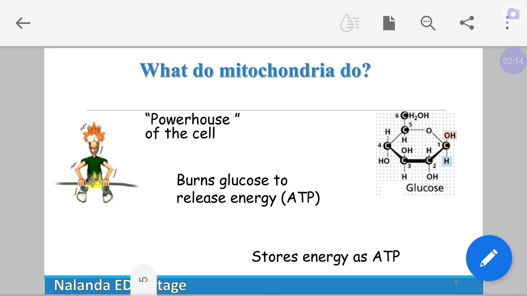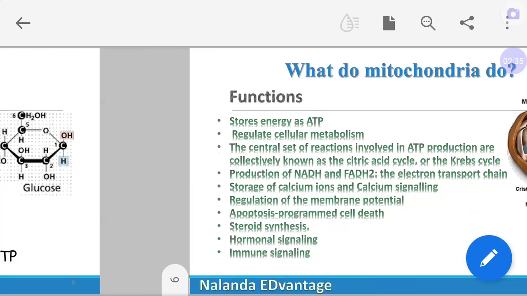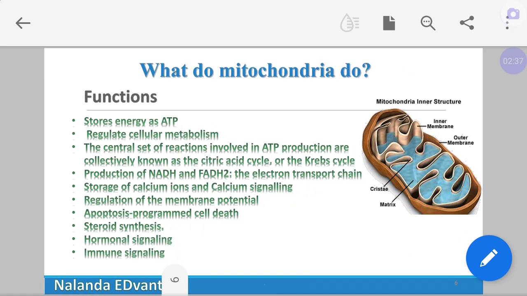Glucose is the simplest form of the food that our body absorbs after digestion. Hence all the food breaks down in the form of glucose and it is stored later on in some other form, such as glycogen, and in plants it gets stored in the form of starch. Apart from storing energy as ATP, there are various other functions of a mitochondria.